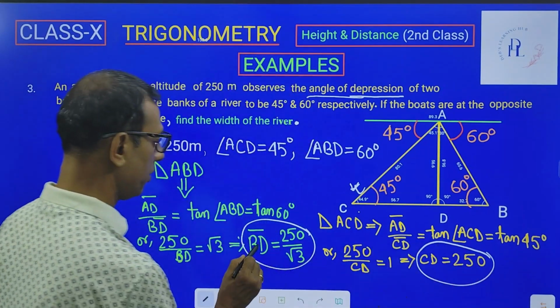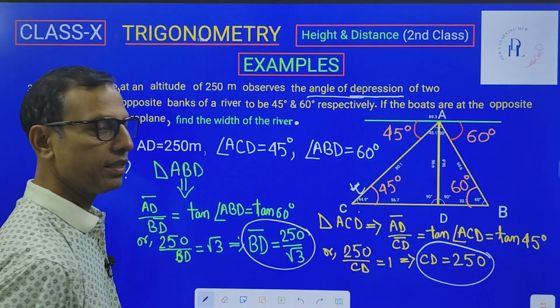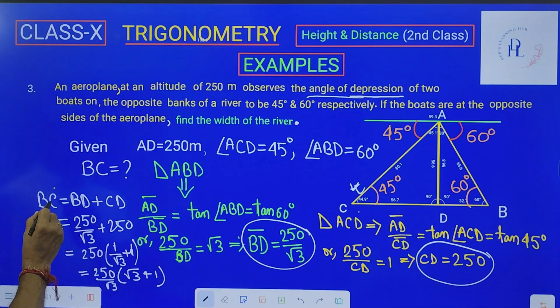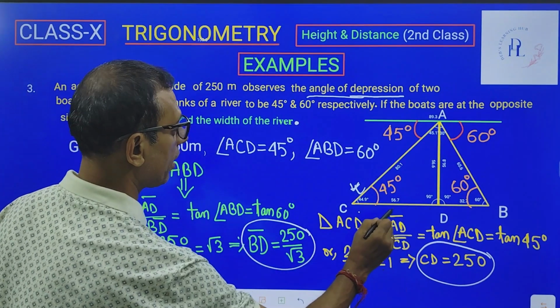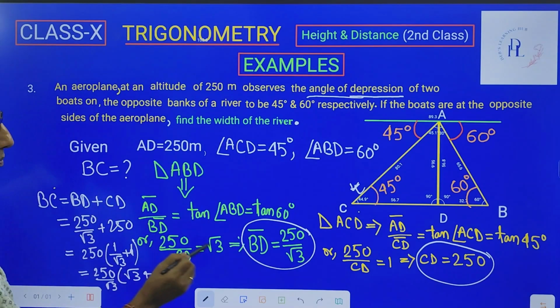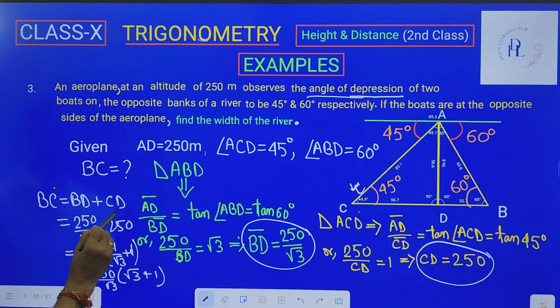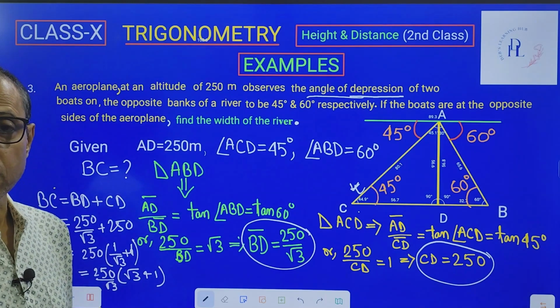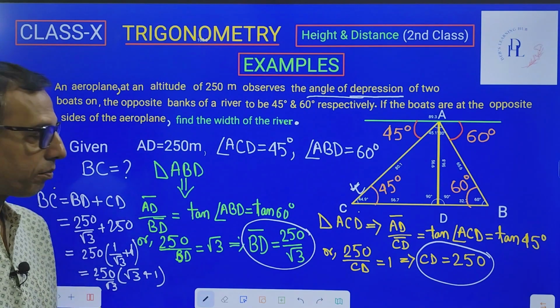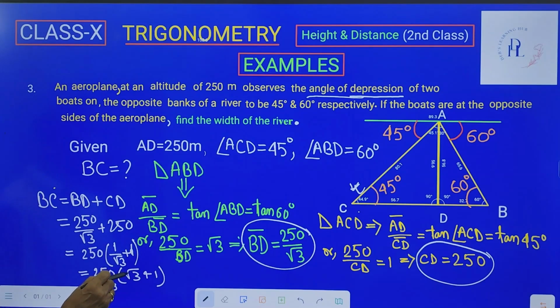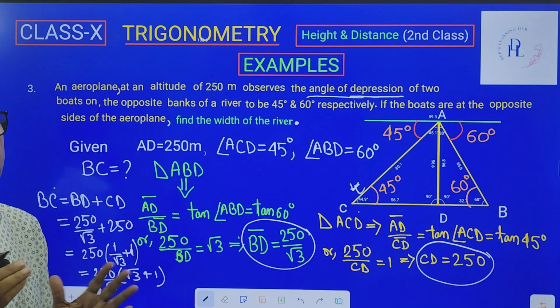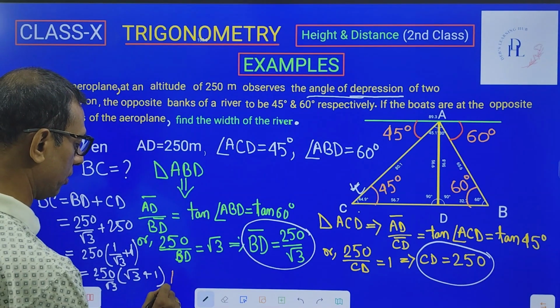So now you know BD, now you know CD. So BC equals BD plus CD. What is the value of BD? 250 by root 3. What is the value of CD? That is 250. So you sum up and it will come like this: 250 by root 3 into root 3 plus 1. If it's asked to find the nearest whole number, then you need to replace the value of root 3 with 1.732, and with respect to the decimal number, you will come to the nearest whole number. So that is your answer.